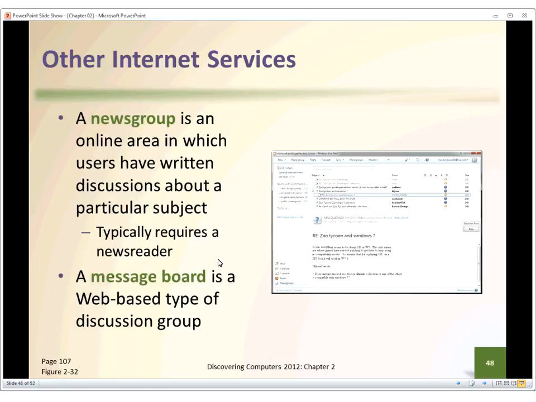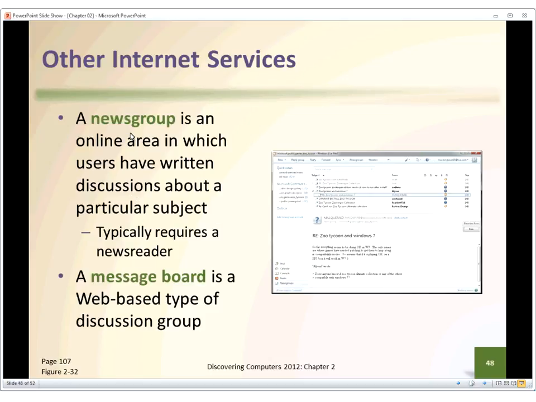All right, last couple of items here. Different types of internet services. I don't know if you participate in these, but there are newsgroups. It's an online area in which users have written discussions about particular subjects. Probably you do some type of news information within Facebook, but it typically requires a news reader where you can comment and participate. And then there are message boards, a web-based type of discussion group. We actually have that built into Blackboard, that message board or discussion group service.